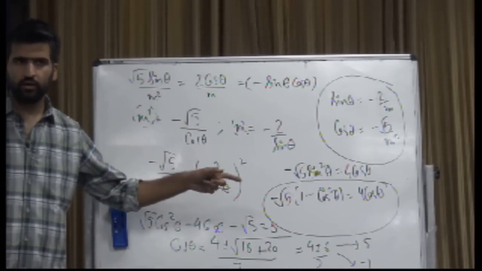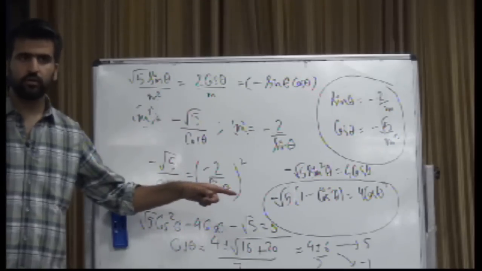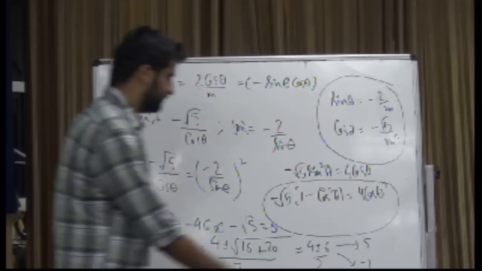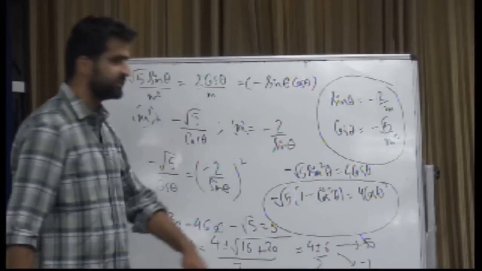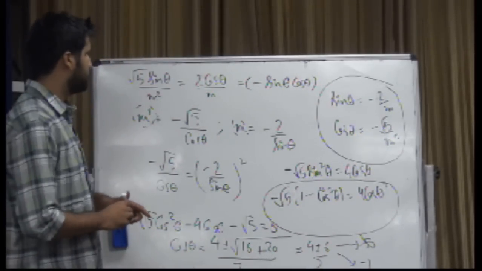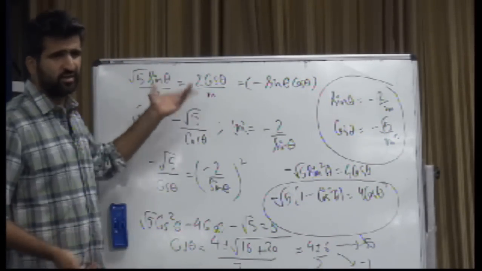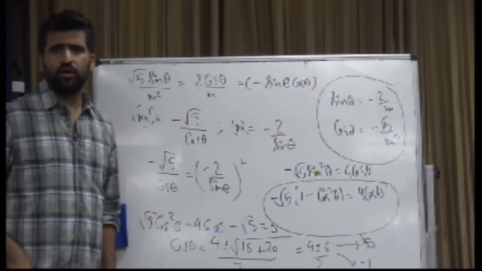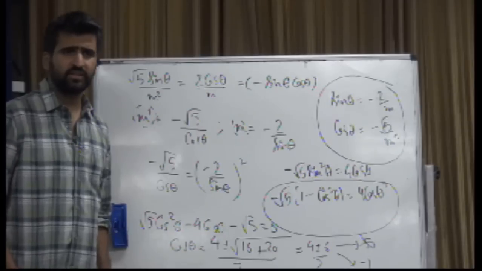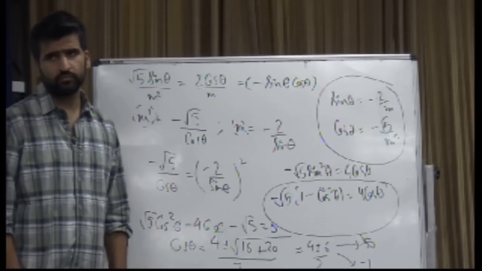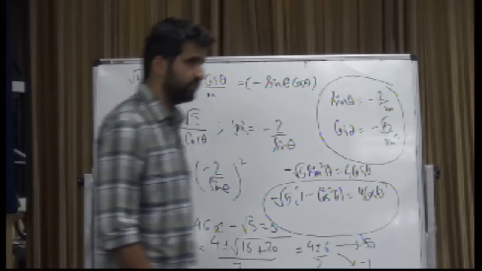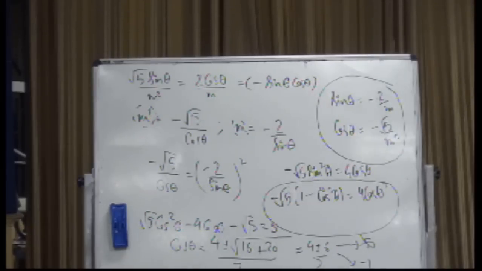Right? Are these both answers? Root 5 is not possible. Cos theta is equal to minus 1 by root 5. Right? So put this value of cos theta here. Sin theta you can easily figure out. When cos theta is minus 1, sin theta is 0. Okay. So therefore sin theta is 0. Okay. That's all.